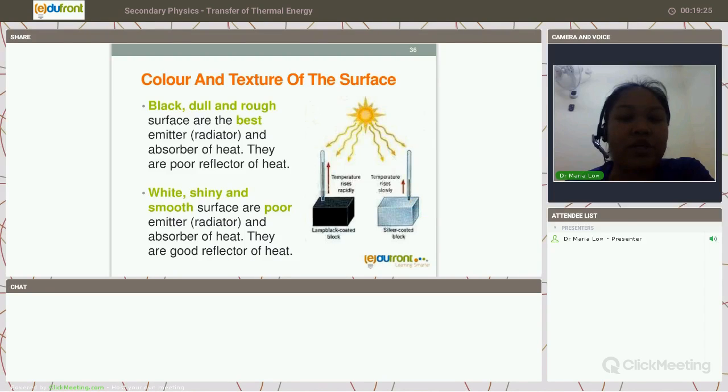The next factor for radiation is regarding the color and texture of the surface. When we have black, dark, and rough surfaces, they are considered the best emitters, or sometimes we call them radiators, and absorbers of heat, but they are poor reflectors of heat. On the other hand, if we have white, shiny, and smooth surfaces, they are poor emitters or radiators and absorbers of heat, but they are good reflectors of heat.